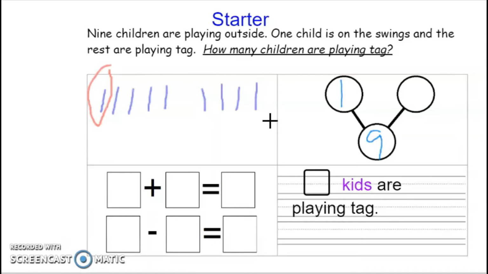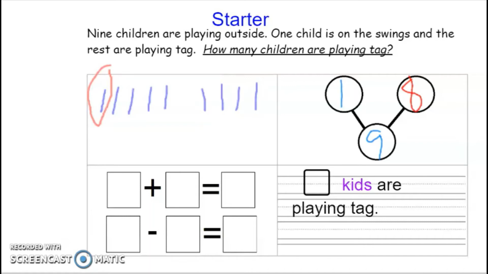Great job. I also saw a double. I saw a 4 and 4 here, which is a doubles. And I know that 4 and 4 makes 8. So then how many kids were playing tag? That's correct. There were 8 kids playing tag. Now let's go ahead and move on to our number sentences for addition and subtraction.